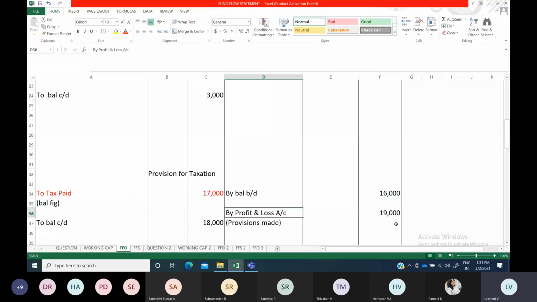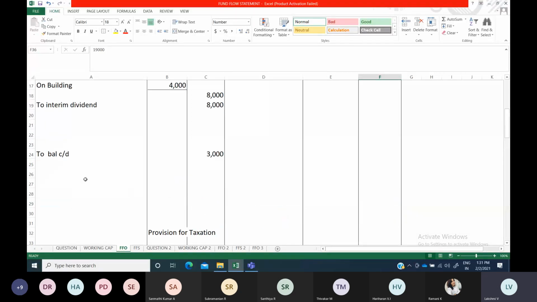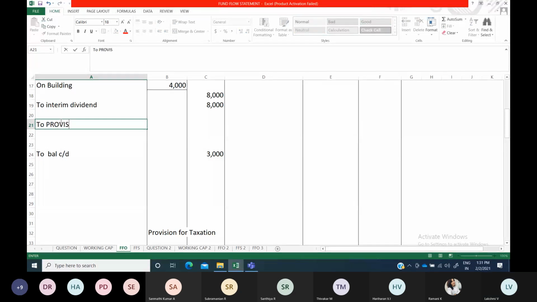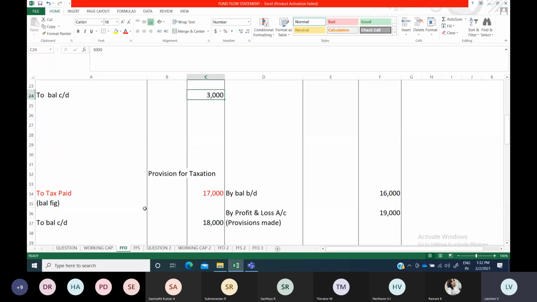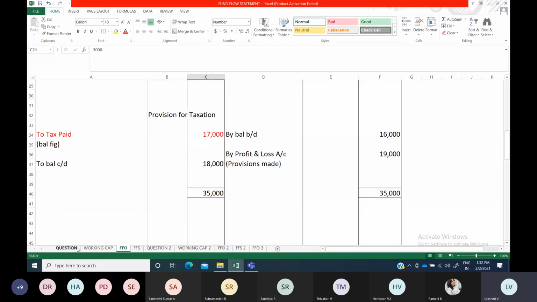Okay, now let us take this amount, 19,000. So what I have to mention is to provision for taxation. To provision for taxation, amount is 19,000. Okay, just mention that amount. Okay, so now if you see any other items have been skipped out, you just look after.